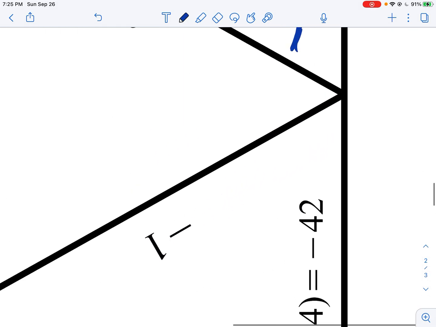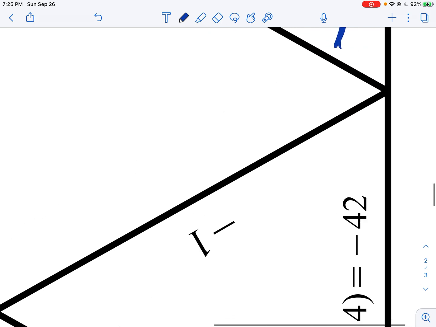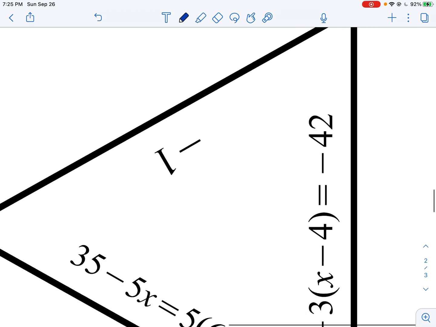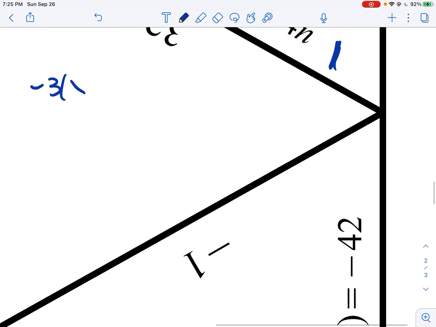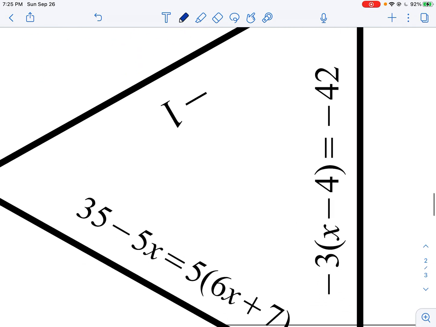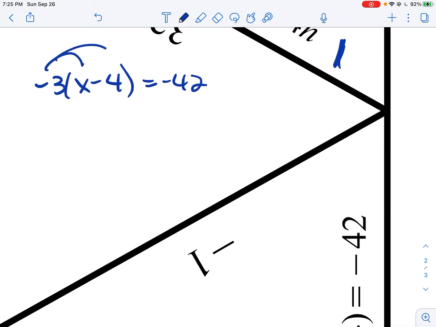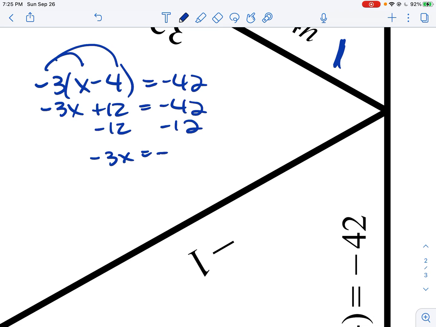Okay, I'm going to write this one right here. So negative 3 times (x minus 4) equals negative 42. I think that's exactly what it says. It is. I'm going to multiply this through, and I'm going to get negative 3x plus 12 equals negative 42. I subtract 12 from both sides of the equal sign. They both are negative, so I'm just going to add and keep the sign. So that's going to get me negative 54, divide by negative 3.